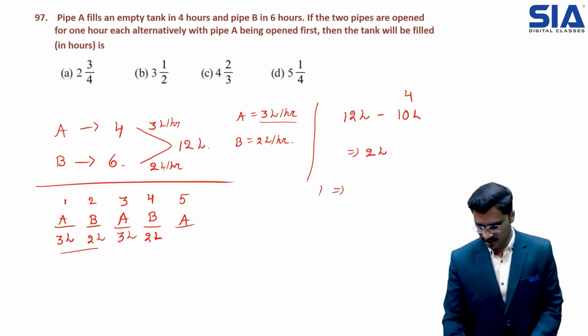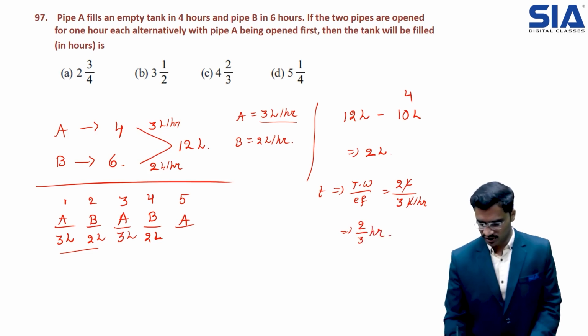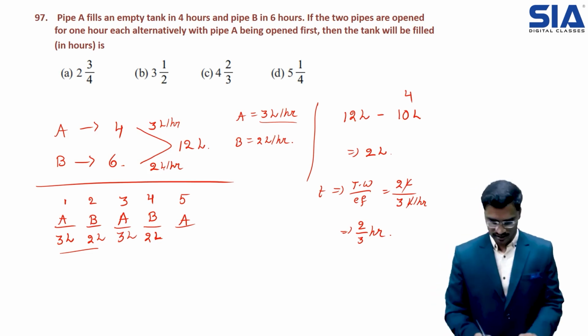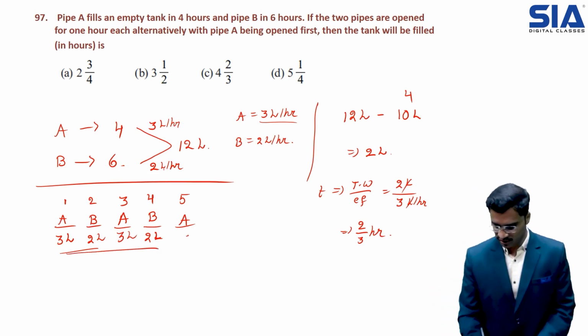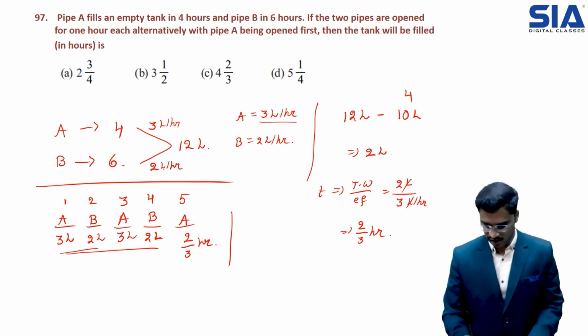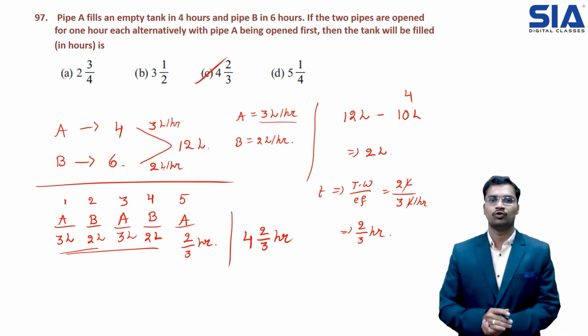So the time taken is total work divided by efficiency. The total work he should do is 2 liters divided by the efficiency of A, which is 3 liters per hour. Liters get cancelled. So the time is 2 by 3 hours. So A and B combined are taking 4 hours and in the fifth hour they are taking 2 by 3 hours. So in order to completely fill the tank, how much time are they taking? They are taking 4 hours and 2 by 3 hours. So the answer is 4 2 by 3 hours.